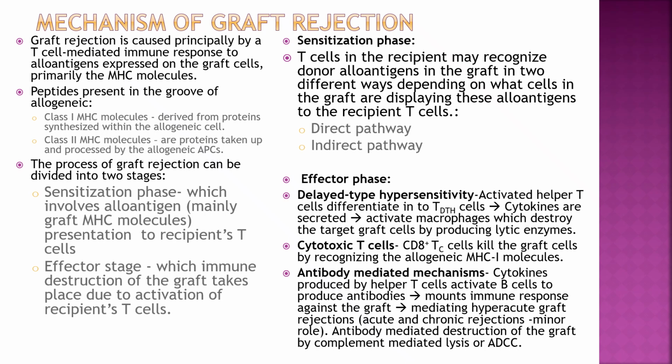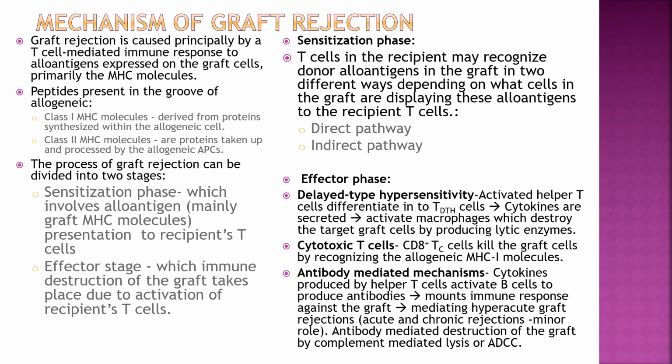The process of graft rejection can be divided into two stages. The sensitization phase involves alloantigen, mainly graft MHC molecules, presentation to the recipient's T cells. The effector stage is when immune destruction of the graft takes place due to activation of the recipient's T cells. Sensitization phase: T cells in the recipient may recognize donor alloantigens in the graft in two different ways, depending on what cells in the graft are displaying these alloantigens to the recipient T cells.